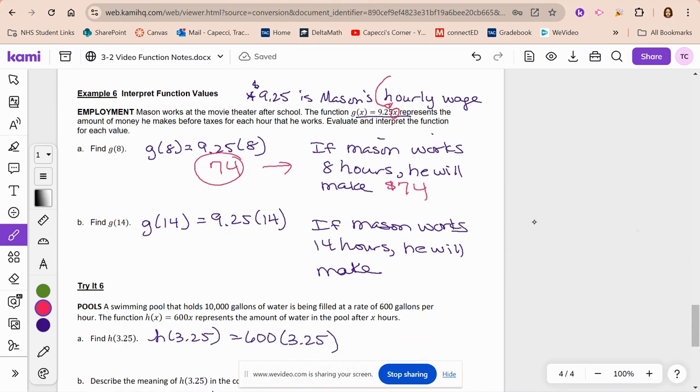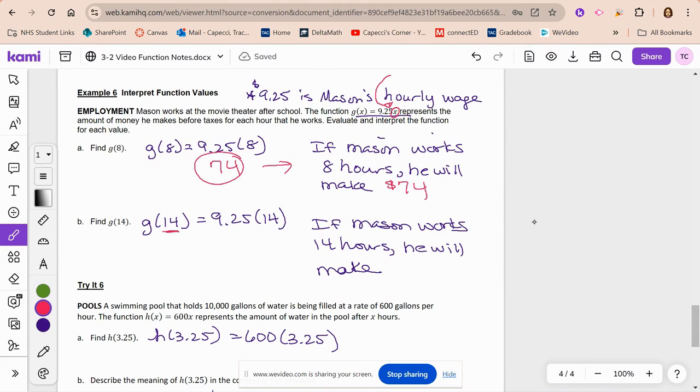Okay, let's look at another value. g of 14, remember 14 is the number of hours of work. So if I substitute that into my function, I get $129.50. So if he works 14 hours, that's how much he will make, $129.50.